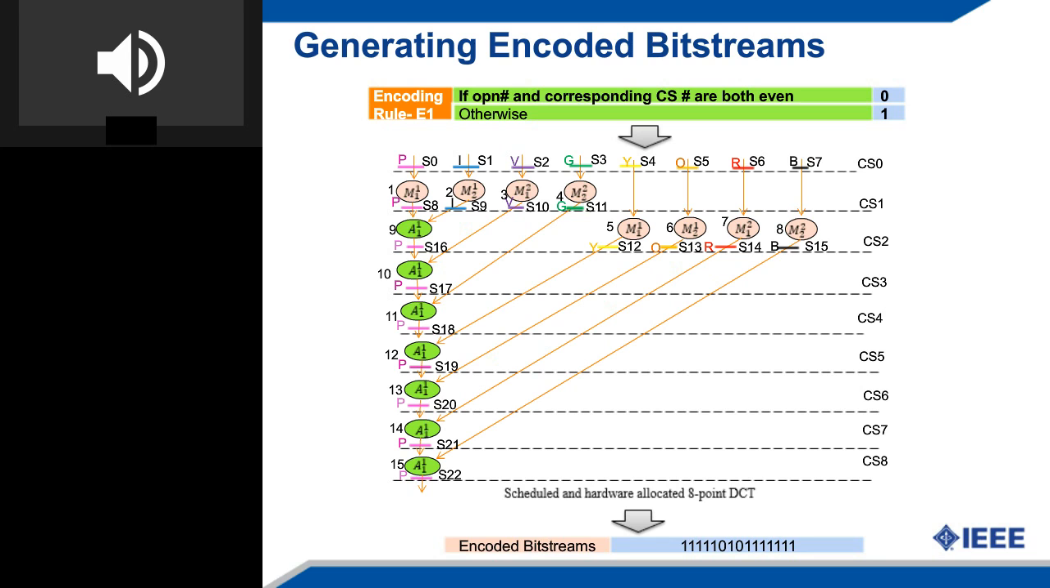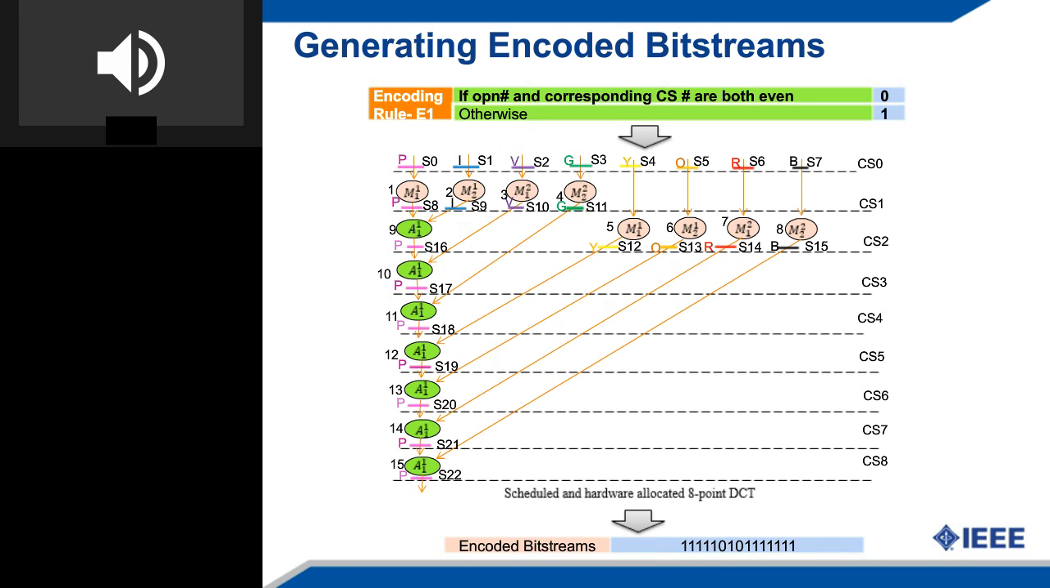Okay, at positions 6 and 8, it's basically a 0, because both the operation number and the control step number are even in this case. If you see operation number 6, it is assigned to an even control step, and the same thing happens with operation number 8, which is also assigned to an even control step. Therefore, for operation number 6 and operation number 8, it's a 0. That has been derived as an encoded output.